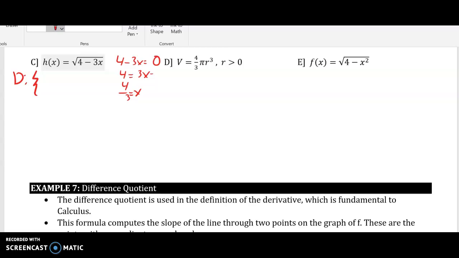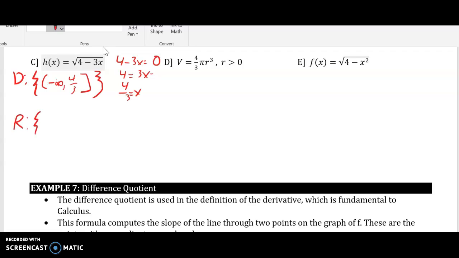Can I plug in numbers bigger or smaller than 4/3? Well, try it. Plug in 0. 0 is always an easy number. If you plug in 0, does that work okay? Yes. So for our domain, you can plug in anything smaller than 4/3 all the way up to 4/3, including 4/3. But if you want to plug in 10, plug in 10, this is negative 30. 4 minus negative 30 is negative 26. You can't take the square root of negative 26.